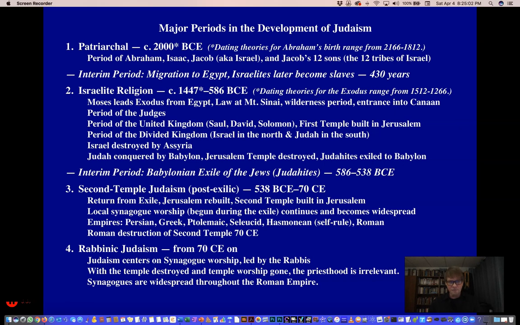Interesting thing about Abraham is that he is considered the founder of all 3 of the major monotheistic religions. They all esteem him as their founder and treat him with great honor. And of course, I'm talking about Judaism and Christianity and Islam.